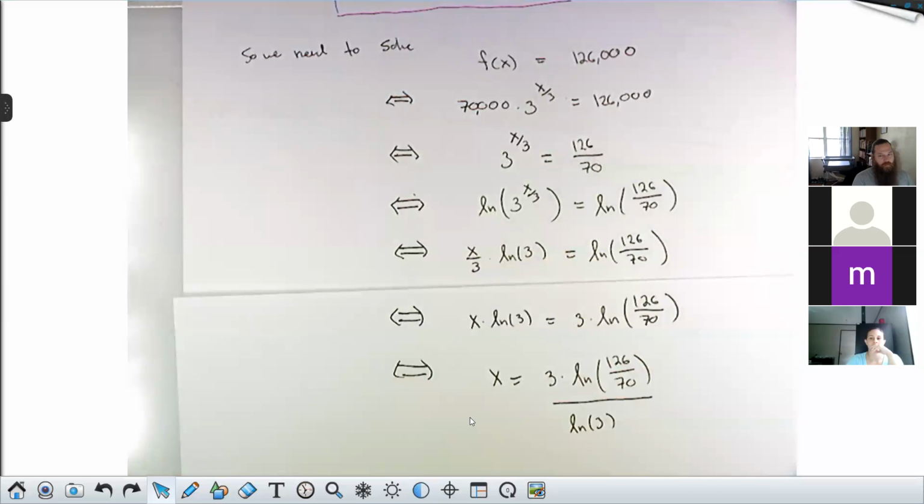Can I cancel the 3's? Can I cancel this with this? No, right? The 3 downstairs is trapped inside of a logarithm. The 3 upstairs is just chilling. These are totally different numbers. The ln of 3, it's like 0.7, 0.8. It's a weird number, but it starts with like 0.8. And this is a 3. 0.8 and 3 aren't the same. We can't cancel those. What about the ln? Can I cancel the ln here with the ln here?